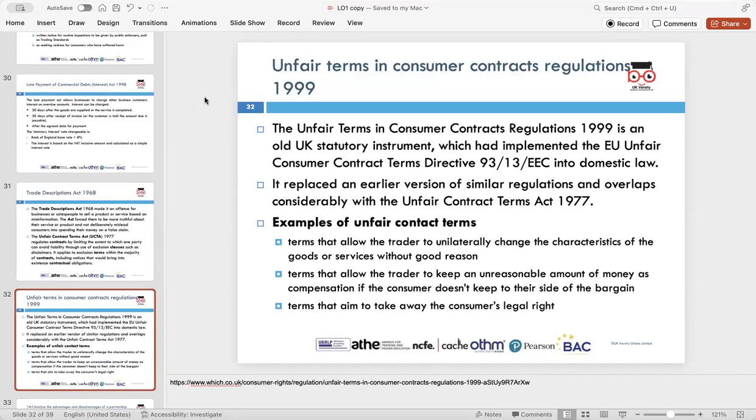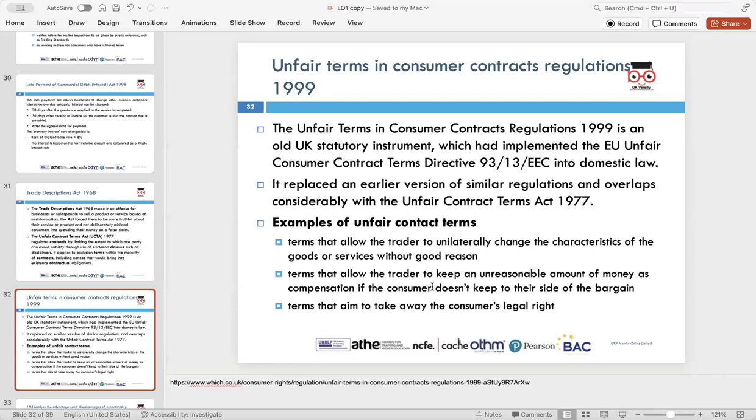Okay, the Unfair Terms in Consumer Contracts Regulations 1998 is an old UK statutory instrument which implemented the European Unfair Consumer Contract Terms Directive 93/13/EC into domestic law. It replaced an earlier version of similar regulations and overlaps considerably with the Unfair Contract Terms Act 1977. Here are some examples of unfair contract terms: terms allowing the trader to unilaterally change the characteristics of the goods or services without good reason.